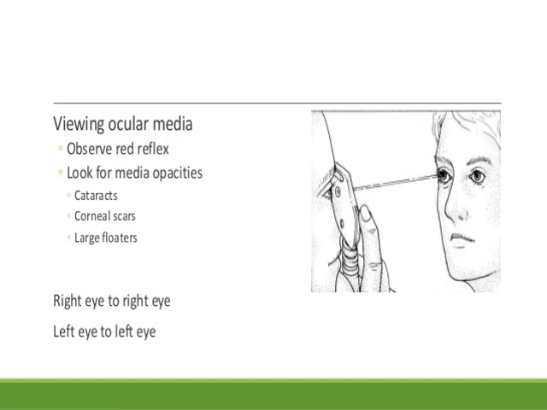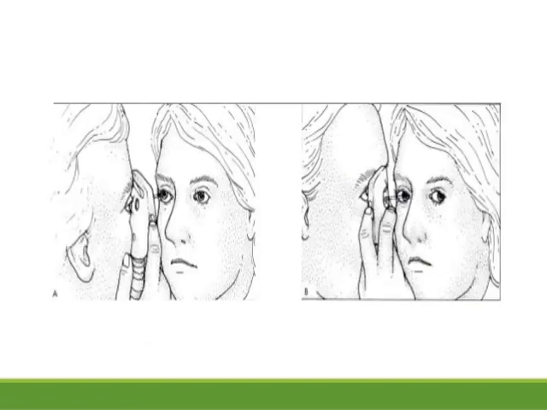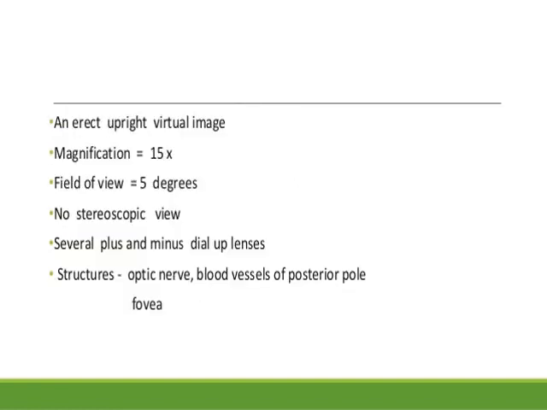So this is how we do the distant direct ophthalmoscopy from a distance of 20 to 25 centimeters. And through this, we can look for media opacities also, like cataract, corneal opacity, and lens opacities, if any. So this is the positioning. The right eye of the observer for the right eye of the patient, and left eye of the observer for the left eye of the patient.